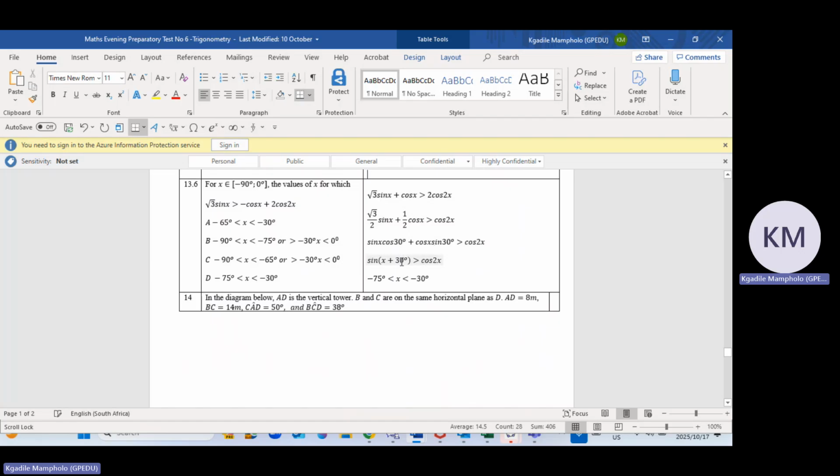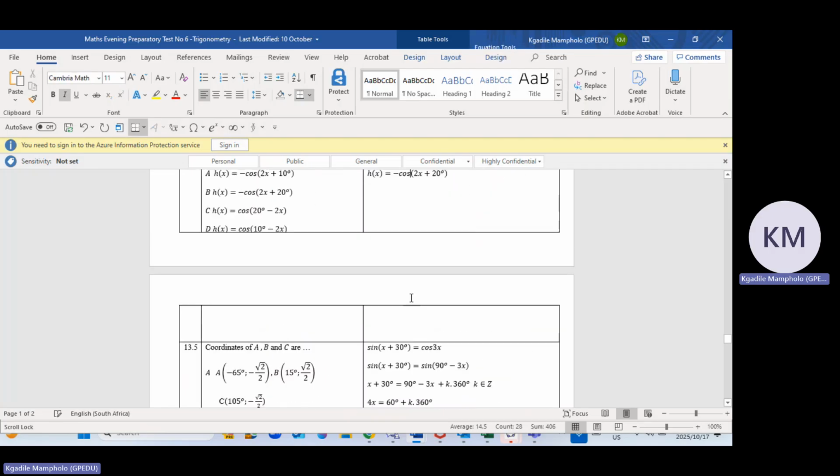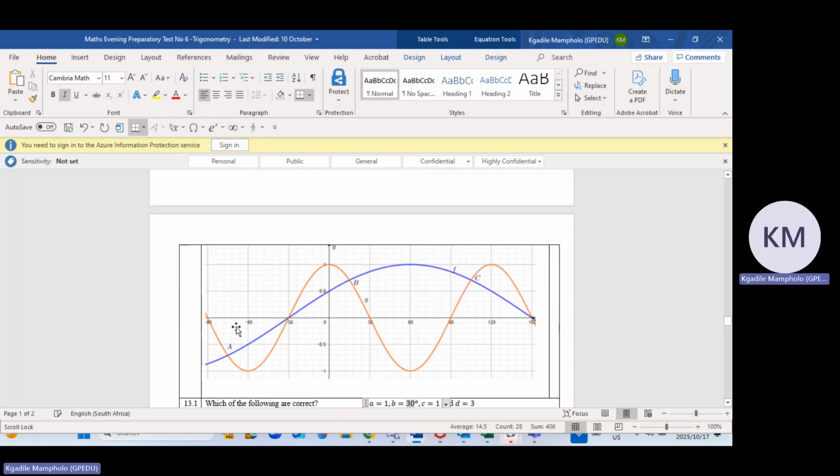Then you will check where this graph of sine is above cos 2x. Look at the graph; remember we are saying between minus 90 and 0. You'll find that between minus 75 degrees and minus 30, let's go back quickly there, between minus 75 and minus 30, you can see that the sine graph is above the cos graph.